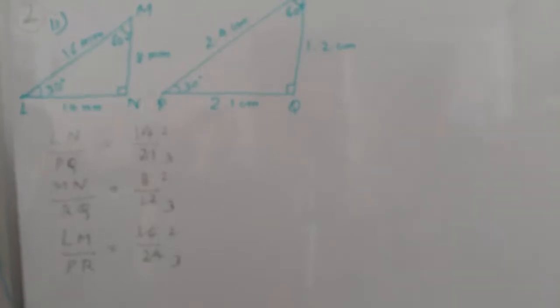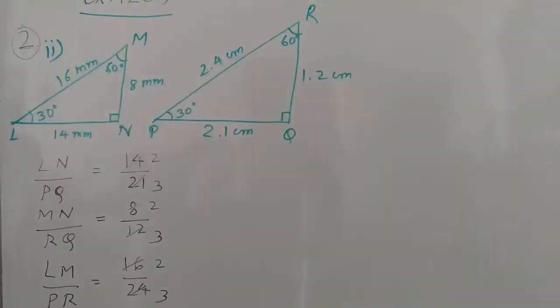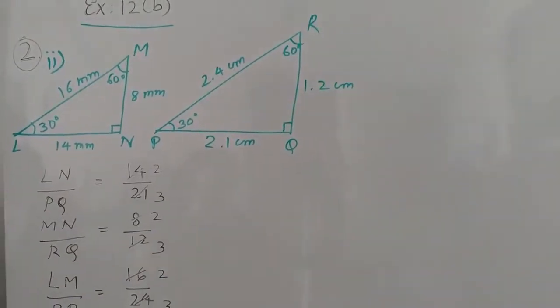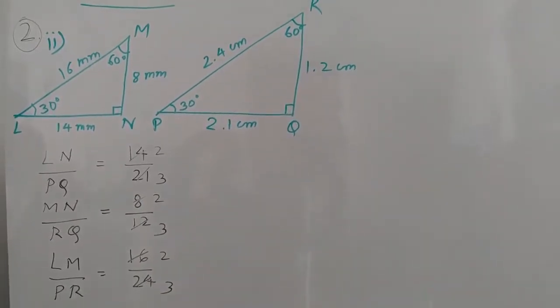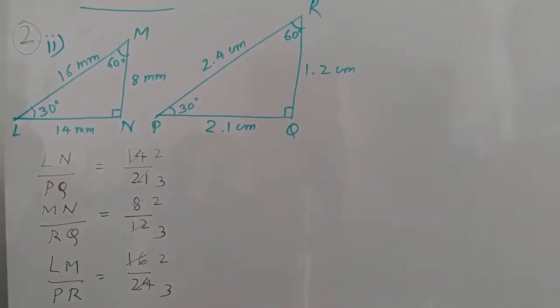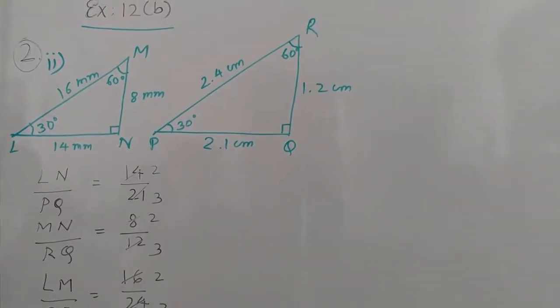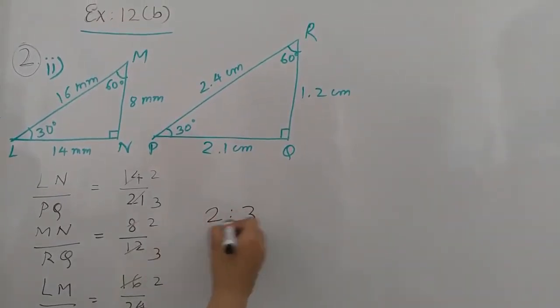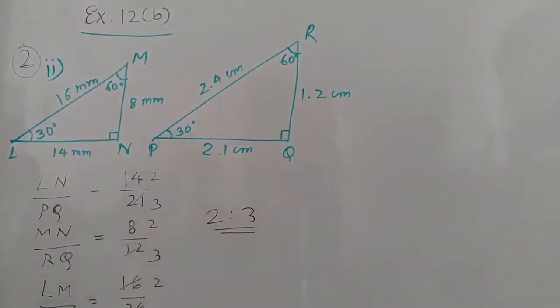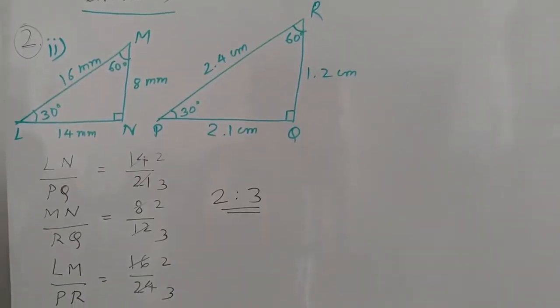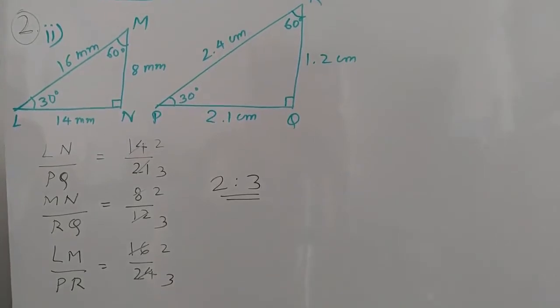So likewise we can say the three sides are in proportion and their ratios are 2:3. You can check all of their ratios are 2:3. So the answer of this question is all three sides of the two triangles are in the ratio 2:3. So here you can check how we have to solve. In the same way, students, the first part you can solve by yourself.